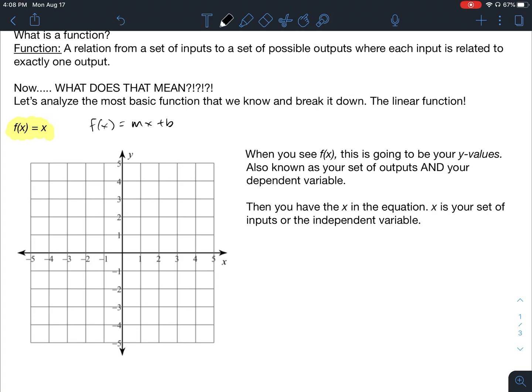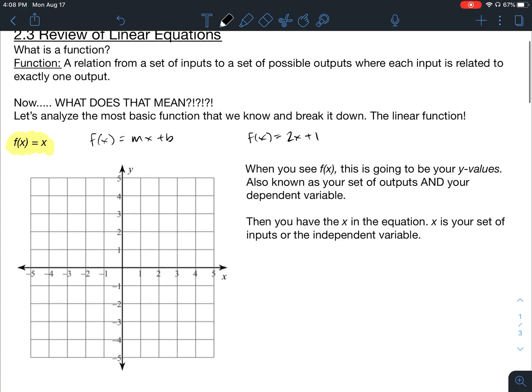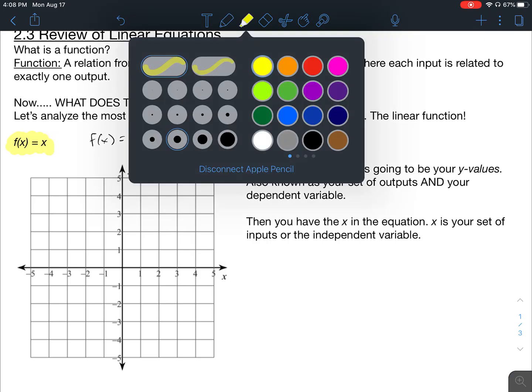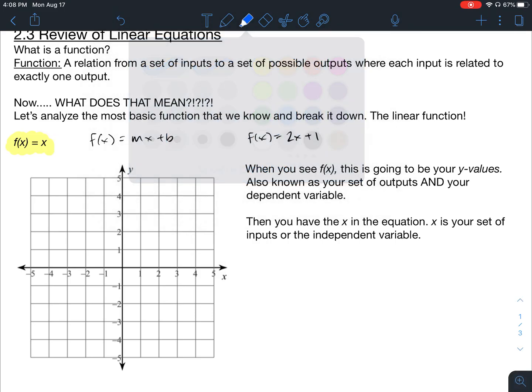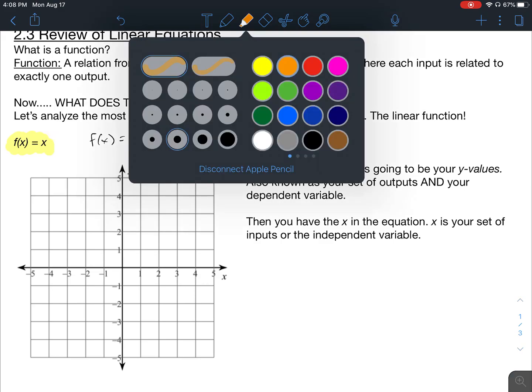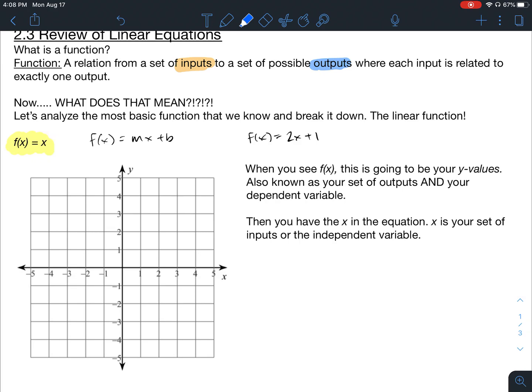So let's just say as we cover this example, let's say that f of x is equal to 2x plus 1. So let's go back to our definition. It talks about inputs and outputs. So let's go ahead and highlight these very important words. Let's say outputs we'll label as blue, inputs we'll label as orange for the sake of tint view. So first start with inputs.